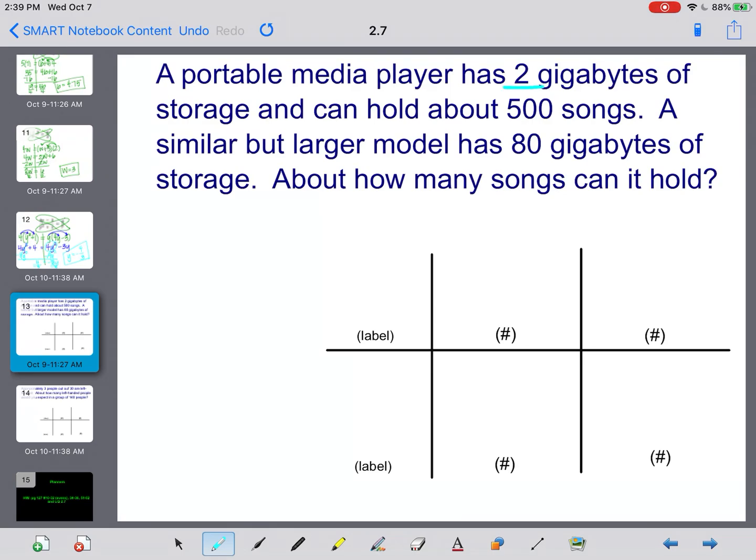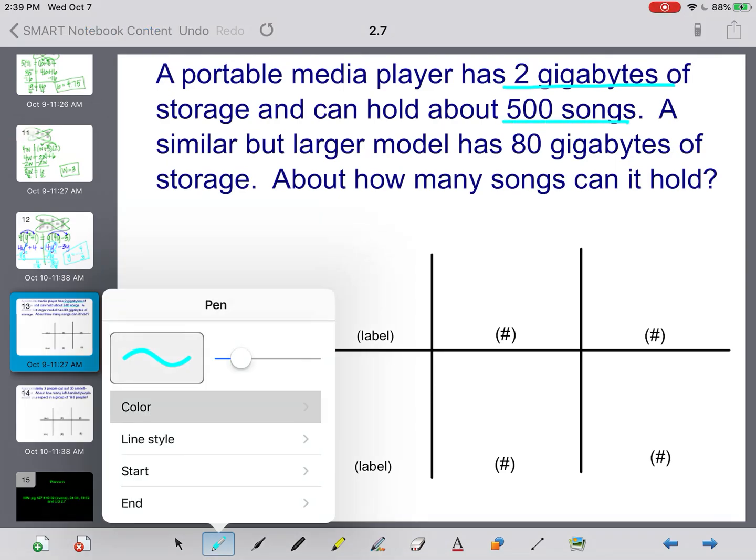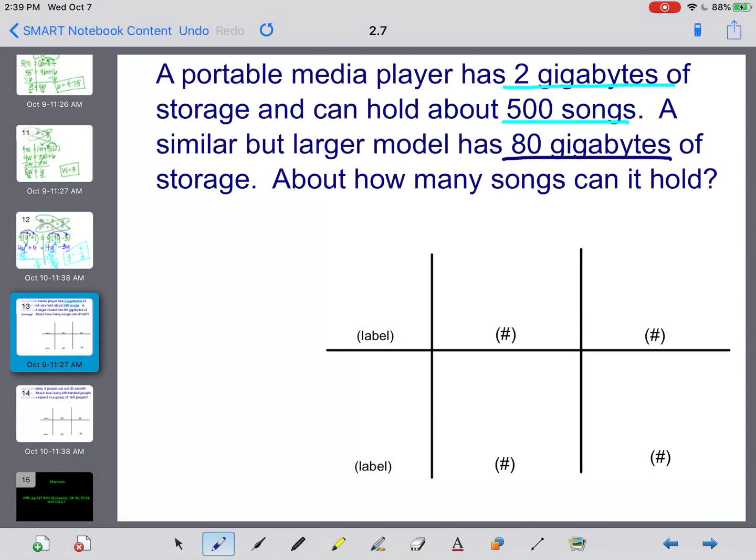All right, last 2 questions are word problems that we're going to have to set up as proportions ourselves. A portable media player has 2 gigabytes of storage and can hold about 500 songs. A similar but larger model has 80 gigabytes of storage. About how many songs can it hold?